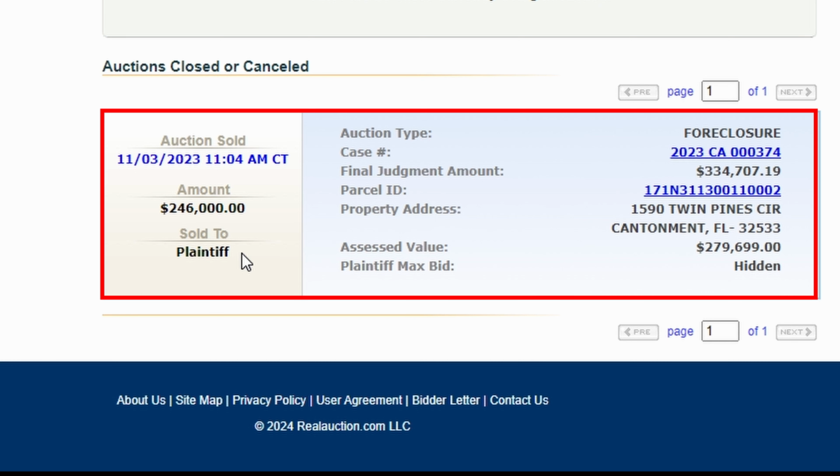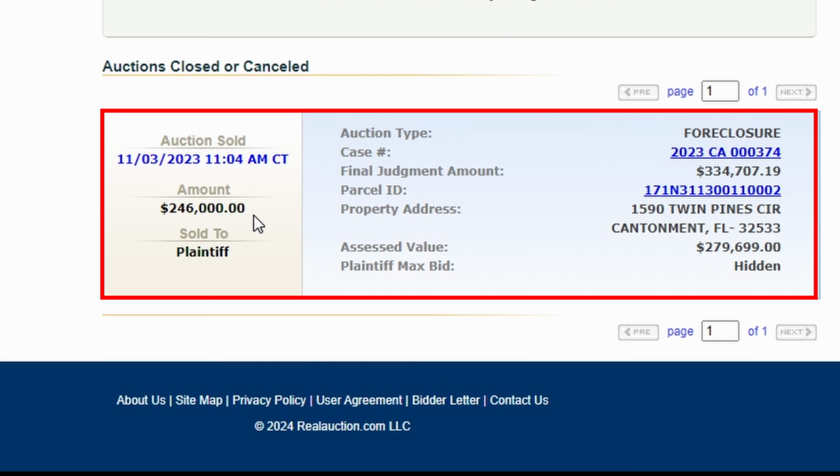So typically, if the property is not in bad shape, like from a drive-by valuation they have done, they're normally going to go up to their final judgment amount. So this tells me somebody was just throwing in bids. They had to pay $246,000 to get the property back. Now, a couple of things real quick. They're not going to actually transfer this money. This money is not going to really change hands because they're the plaintiff and they're getting it back anyway.